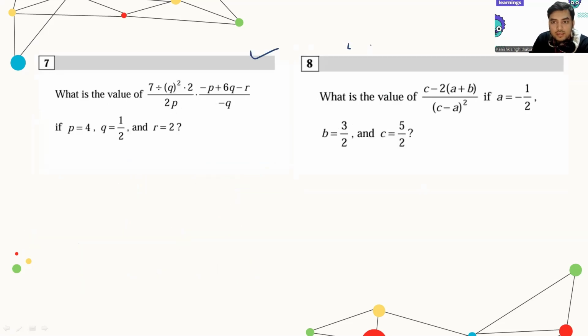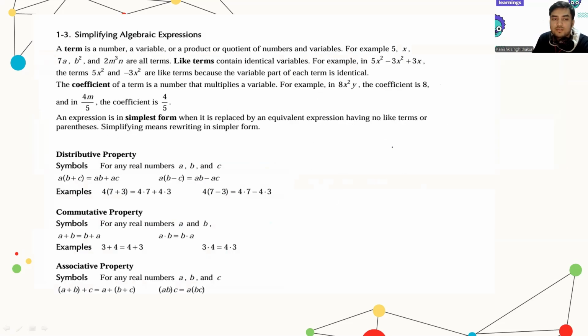There are 7, 8, all these you can tell me. Right now, simplifying algebraic expressions, like terms. You guys must have all been studying from class 8th what are like terms, what are coefficients.